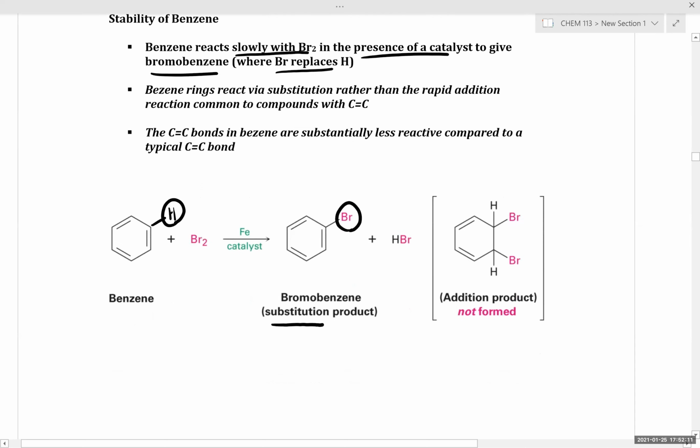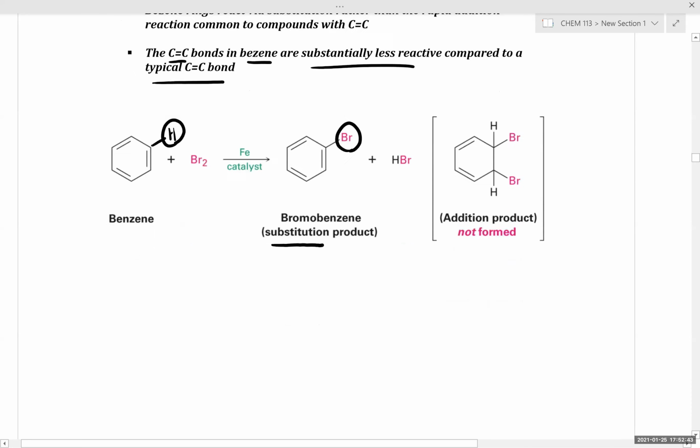Now, we'll talk a little bit about why we don't observe this addition product, but it stems from the idea that these conjugated pi bonds arranged in a ring are especially stable. And throughout this lecture, we're going to try to understand the source of this stability and explain the reactivity and why aromatic compounds react in the ways that they do. So, the carbon-carbon double bonds in benzene are substantially less reactive compared to a typical carbon-carbon double bond.